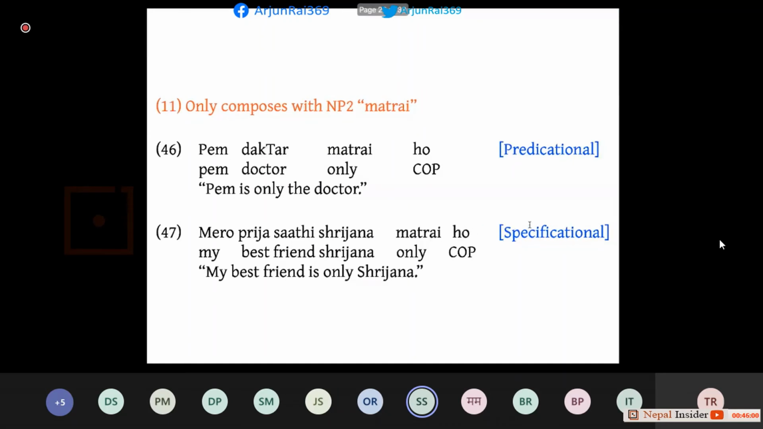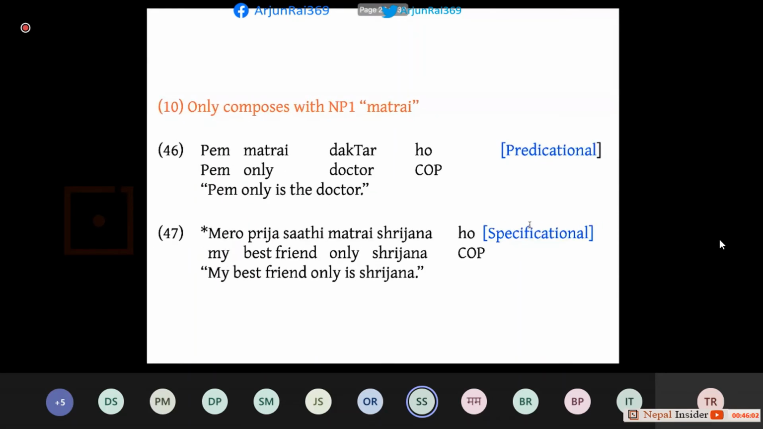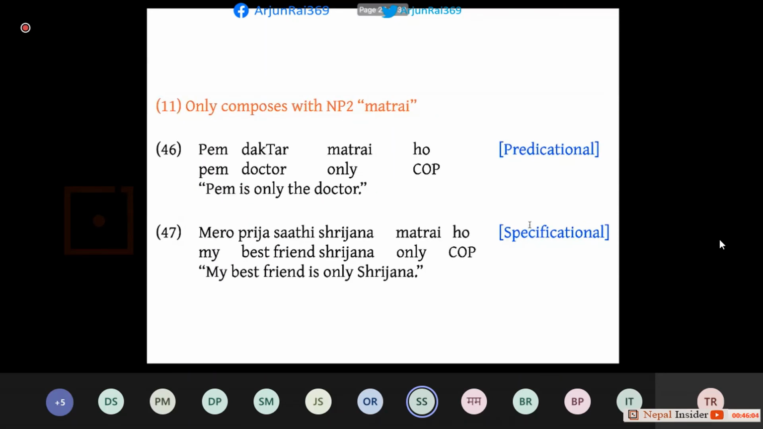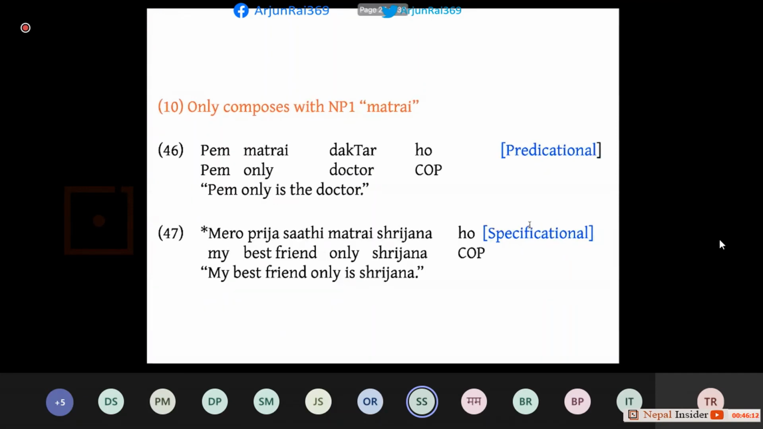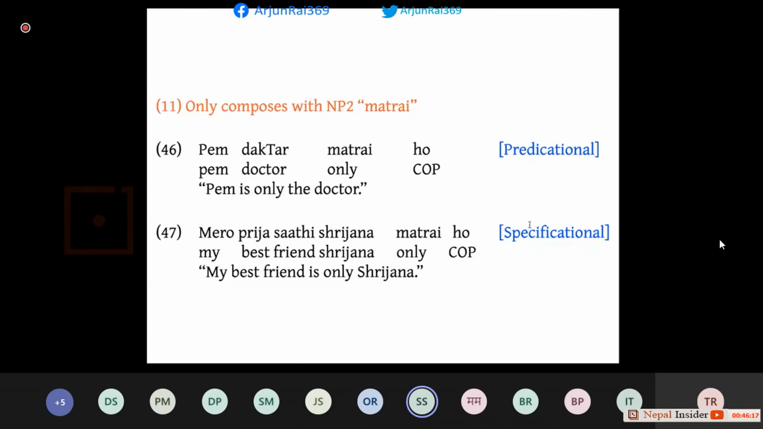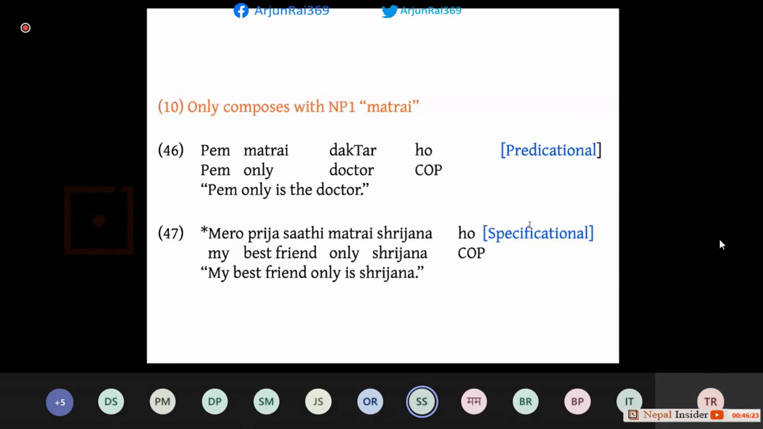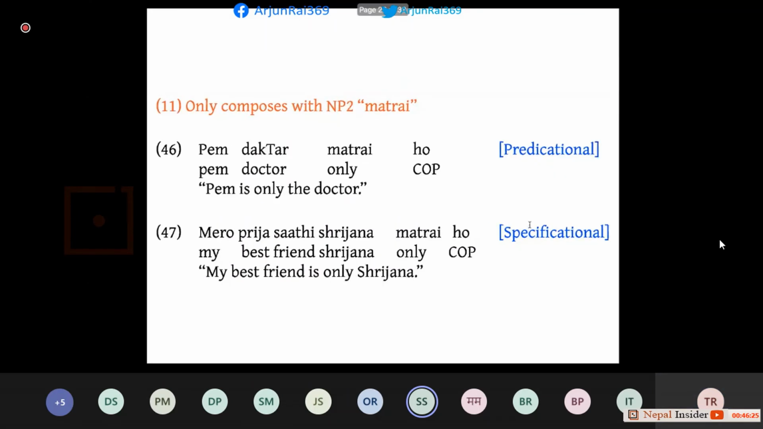And with NP2, it works in predicational as well as in specific. With NP2, it works. So Prem Doctor Matre Ho is different from Prem Matre Doctor Ho. So it works in predicational, whereas Mero Priya Sati Srijana Matre Ho works in specification, which was not fine with NP1. Mero Priya Sati Matre was not fine.